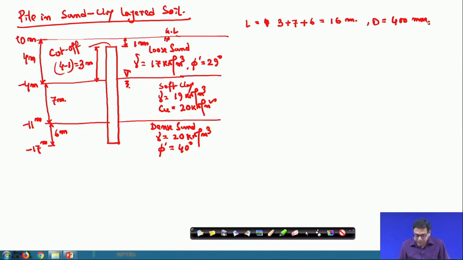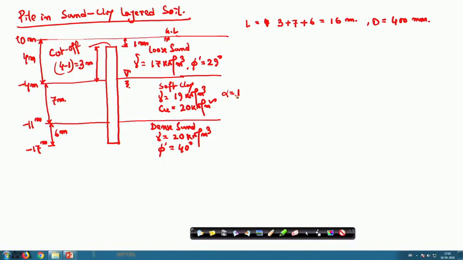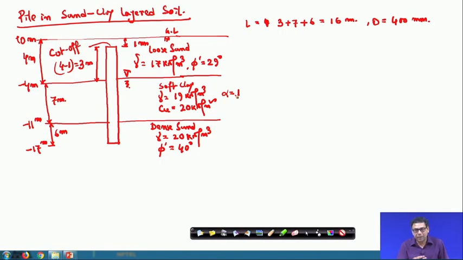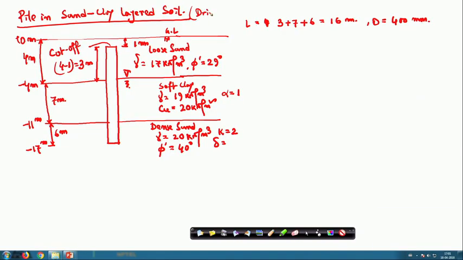So, from the table you know that for the soft soil your alpha value is equal to 1. Okay. You can see the table or the chart that I have given. I am just putting those values. I have taken these values from that table or chart. So, for the dense soil my K value is equal to 2, and delta value is for concrete piles, and remember all the problems that I am solving are for driven piles. Okay. So, this is also a driven pile.